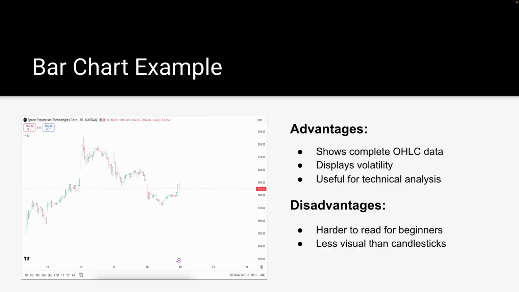There are also some disadvantages in the bar chart. The first one is that it's hard to read for a beginner. If you are a beginner, it will be really hard for you to understand what this line represents. Also, it's less visual than the candlesticks.